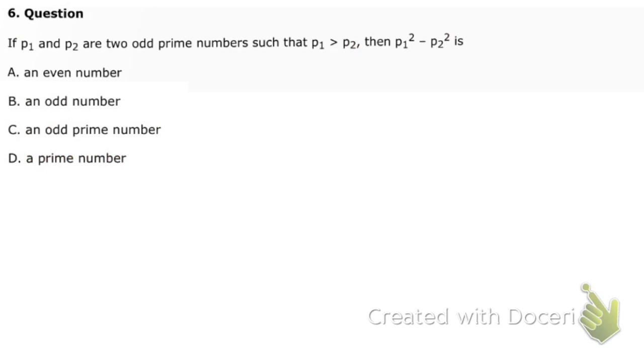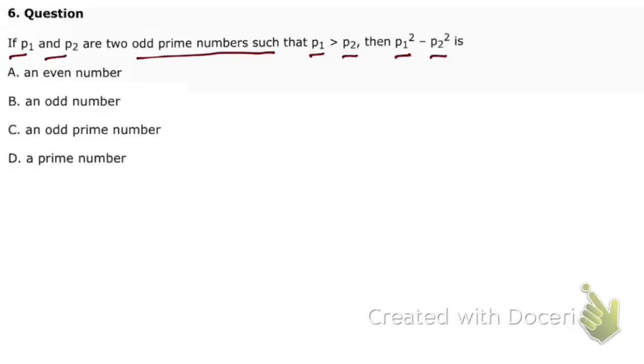So here is the next question, question number 6. P1 and P2 are two odd prime numbers such that P1 is greater than P2, then P1 square minus P2 square. So how to do this? Is this going to be even, odd, or what? That has to be determined here.